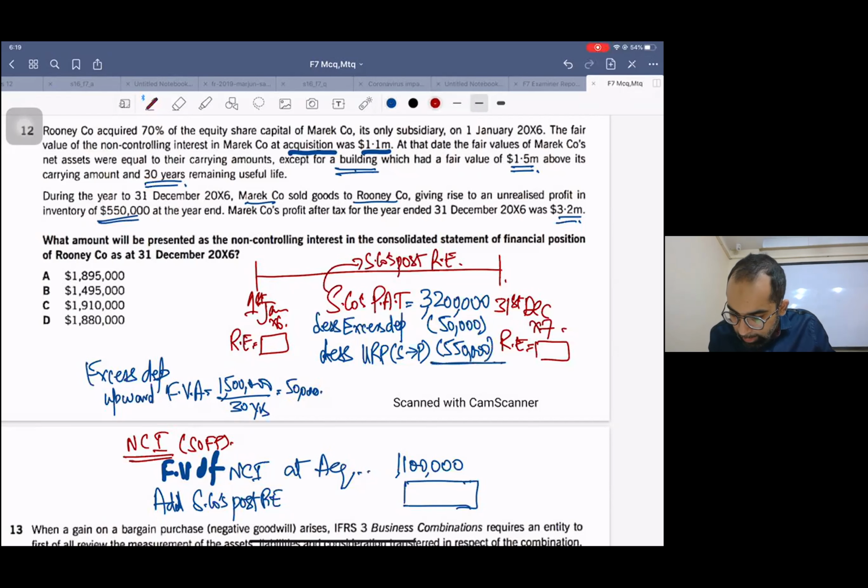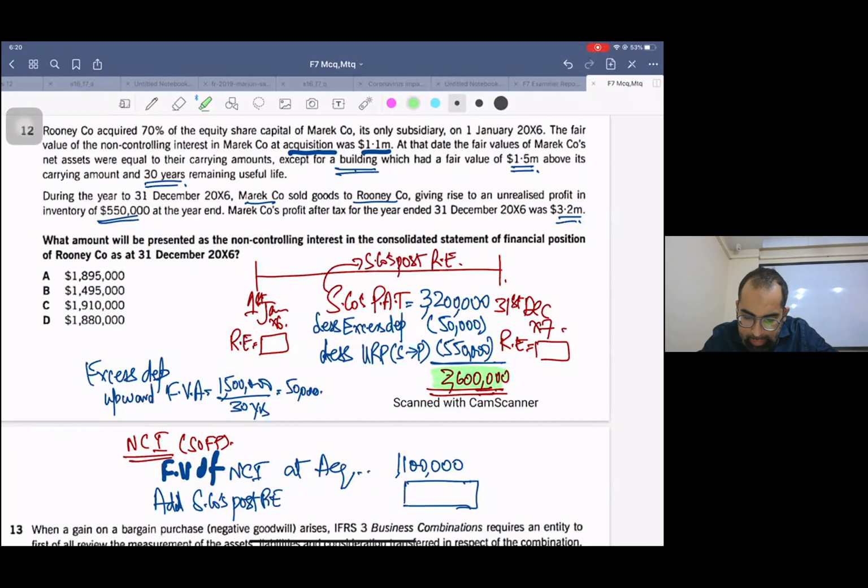Now, can anybody tell me the adjusted S company's post-retained earning? It's 2,600,000. I repeat, as we do this fair value adjustment for S company's assets, the excess depreciation will also affect the S company's profit. That's why I have subtracted. The sale we are discussing right now is an S2P sale, and we all know the URP of an S2P sale affects the NCI. So your adjusted S company's post-retained earning is 2,600,000.